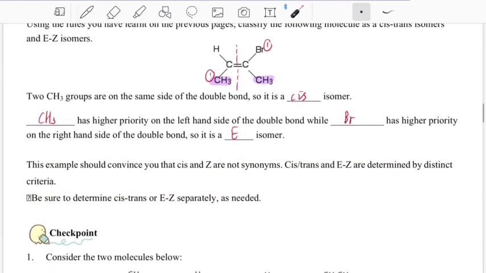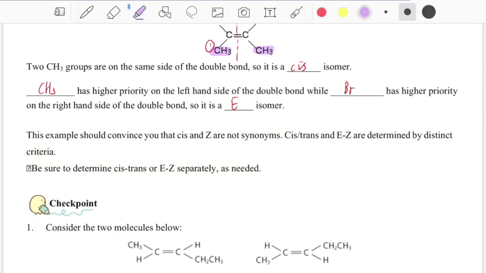So it tells you that cis and trans or E and Z are determined by distinct criteria, so they are not interchangeable. They are completely different methods, so don't mix them up. If you are required to assign cis or trans, then follow the rules for assigning cis or trans. Do not just translate E and Z into cis and trans. They are not equivalent at all.